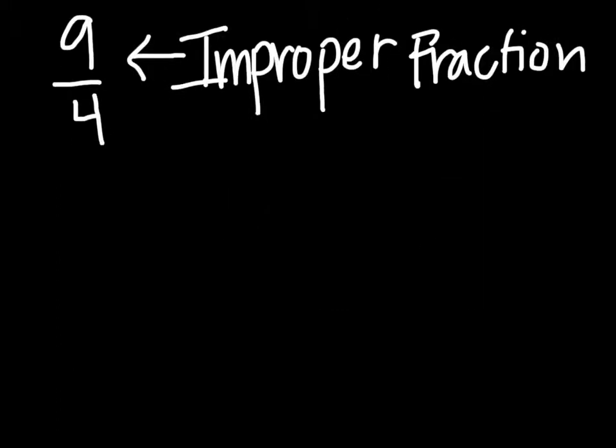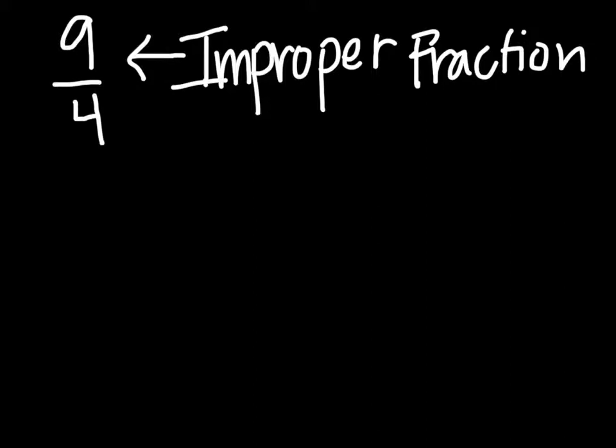Let's look at another example. So here we have 9/4. We know it's an improper fraction because the numerator is greater than the denominator. 9 is greater than 4. Does anyone remember how we make improper fractions proper again?